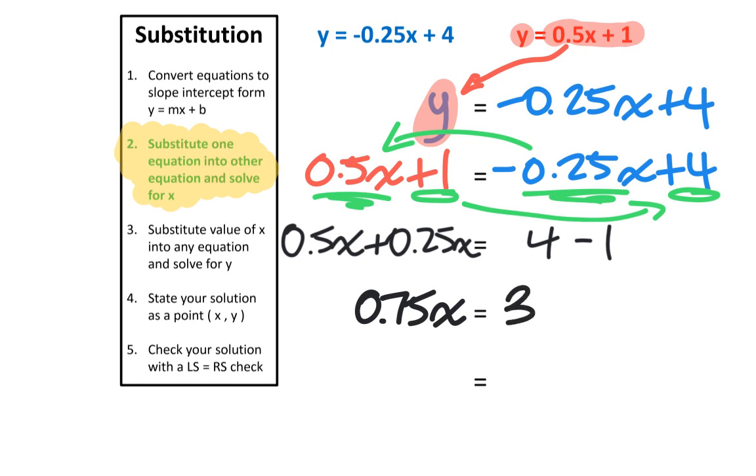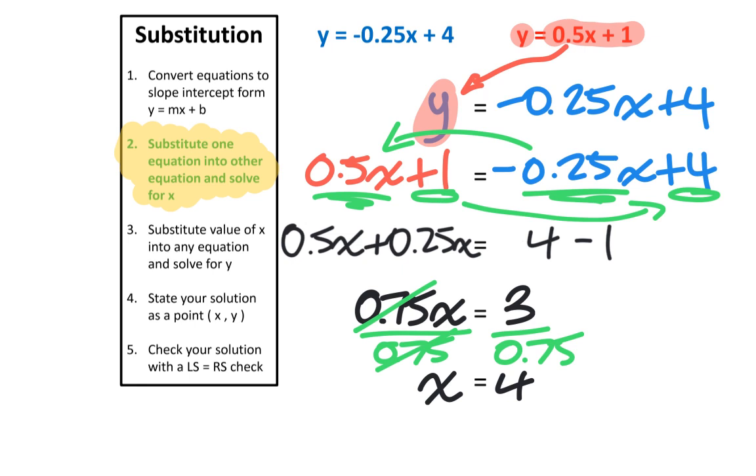We'll now want to divide this side by 0.75 because the opposite of multiplying by 0.75 is dividing by 0.75. And what you do to one side of an equation, you must do to the other side of the equation. These 0.75s are going to cancel out, which leaves an x, and 3 divided by 0.75 gives you 4. So x is equal to 4. We're not quite done. A point of intersection has 2 numbers in it. We only have one of them. We now need to find the other one.